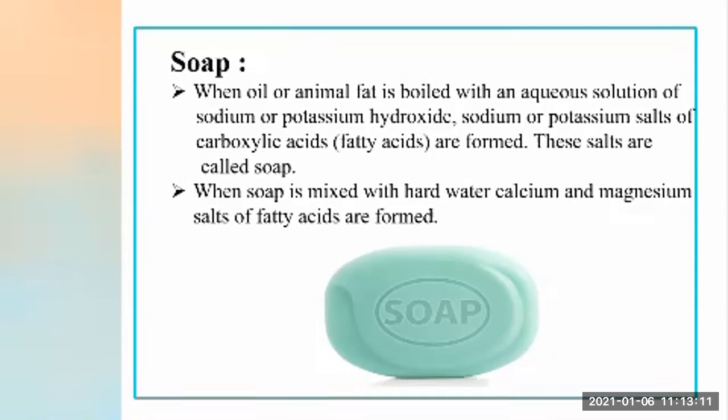Now see, when we put soap in hard water, what do we get? We get a scum generated on the level of water. So when soap is mixed with hard water, we get calcium and magnesium salts of fatty acids formed. That scum is nothing but the calcium and magnesium salt of fatty acids.